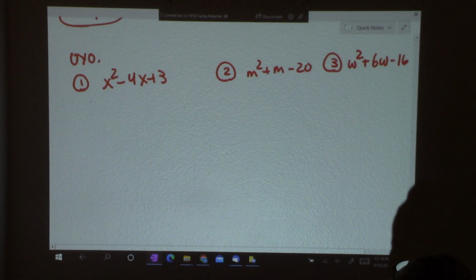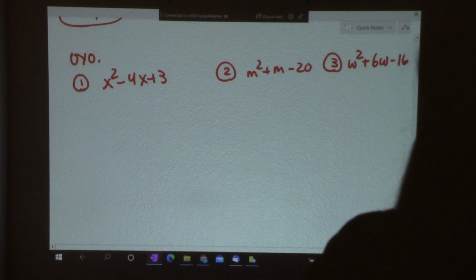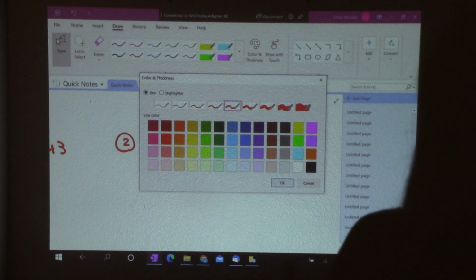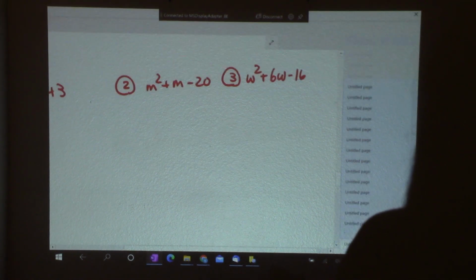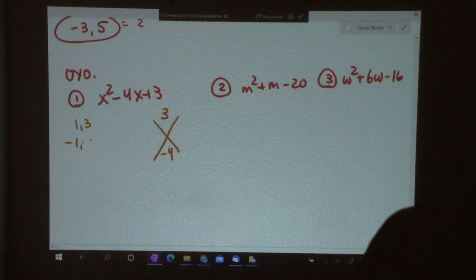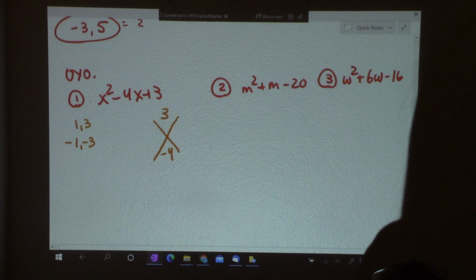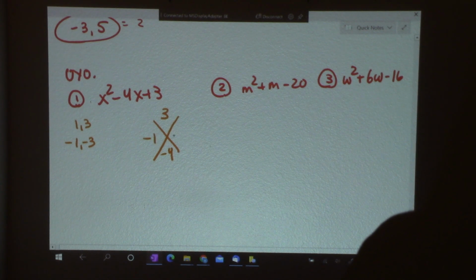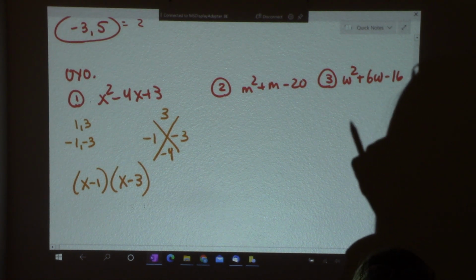Okay, so let's go over these. I'm going to change colors just because I can. Make it a little interesting. How about orange? Okay. So what multiplies to be 3 and adds to be -4? Well, I've got 1 and 3, or -1 and -3. So, which two add to be the -4? It would be -1 and -3. So I get x minus 1 and x minus 3.